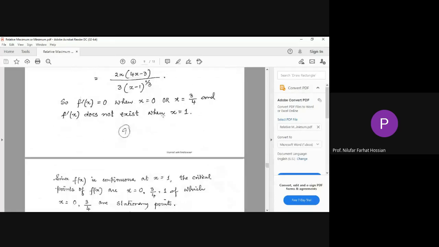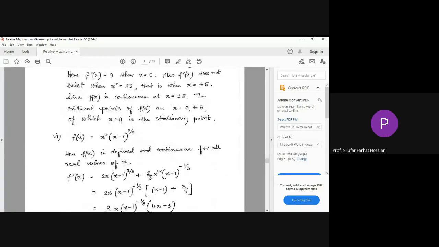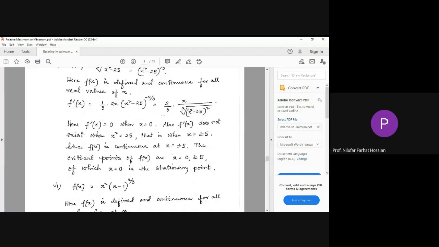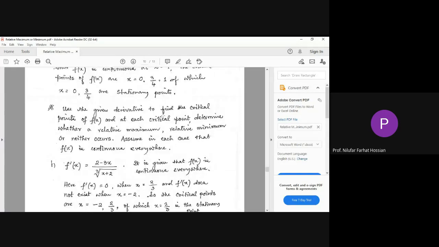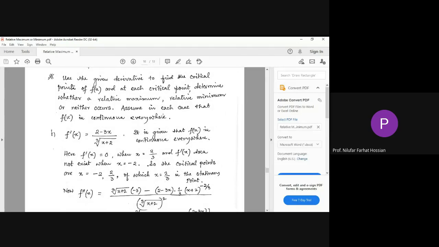Page number 9. Okay. So here, it will go up to 10. Yes, this is our next question. Use the given derivative to find the critical points of f of x, and at each critical point determine whether a relative maximum, relative minimum, or neither occurs. Assume in each case that f of x is continuous everywhere.